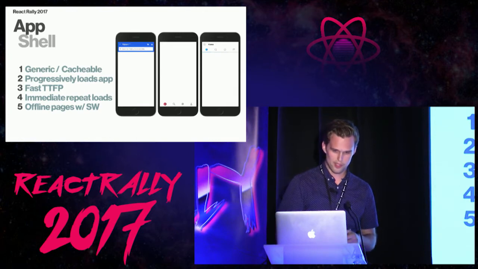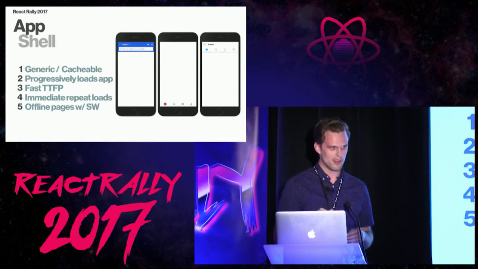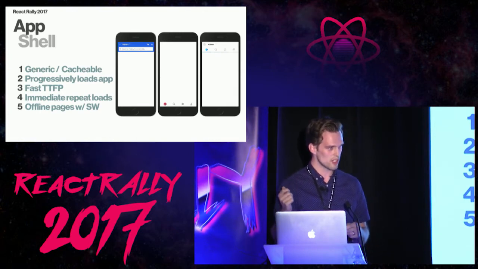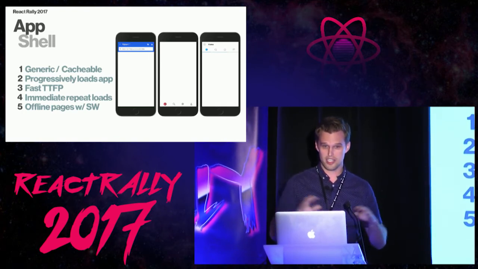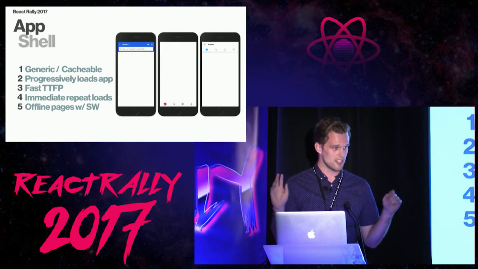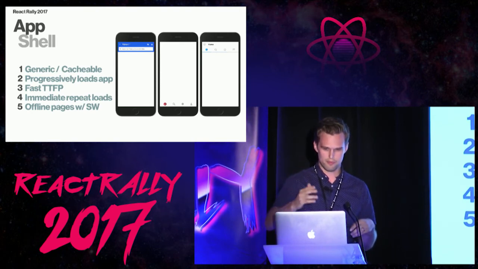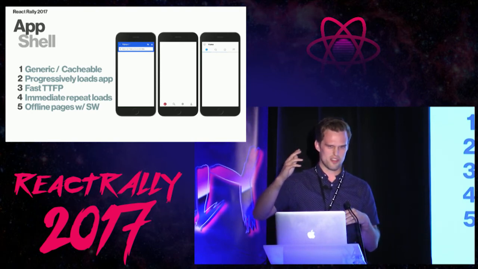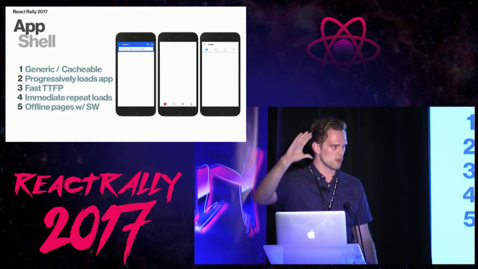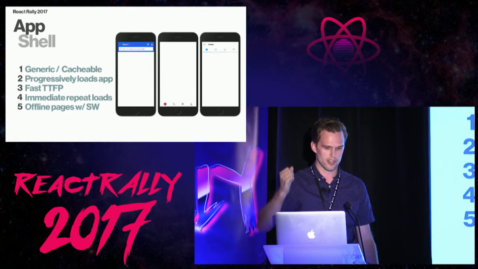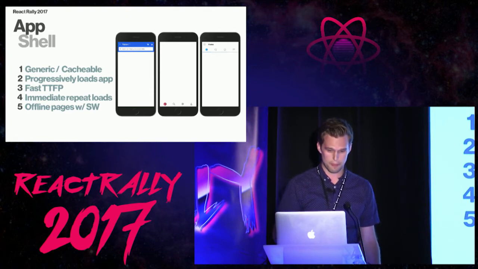Next, immediate repeat loads. That's the big benefit. Once you've got this thing cached in your service worker, I can return it before even going out to the server. I don't need to go to my server anymore. I've got my app shell. So when you go to flipkart.com, within like 50, 100 milliseconds, you've got something on the screen immediately that's going to go fetch the rest of the content, which is really great.